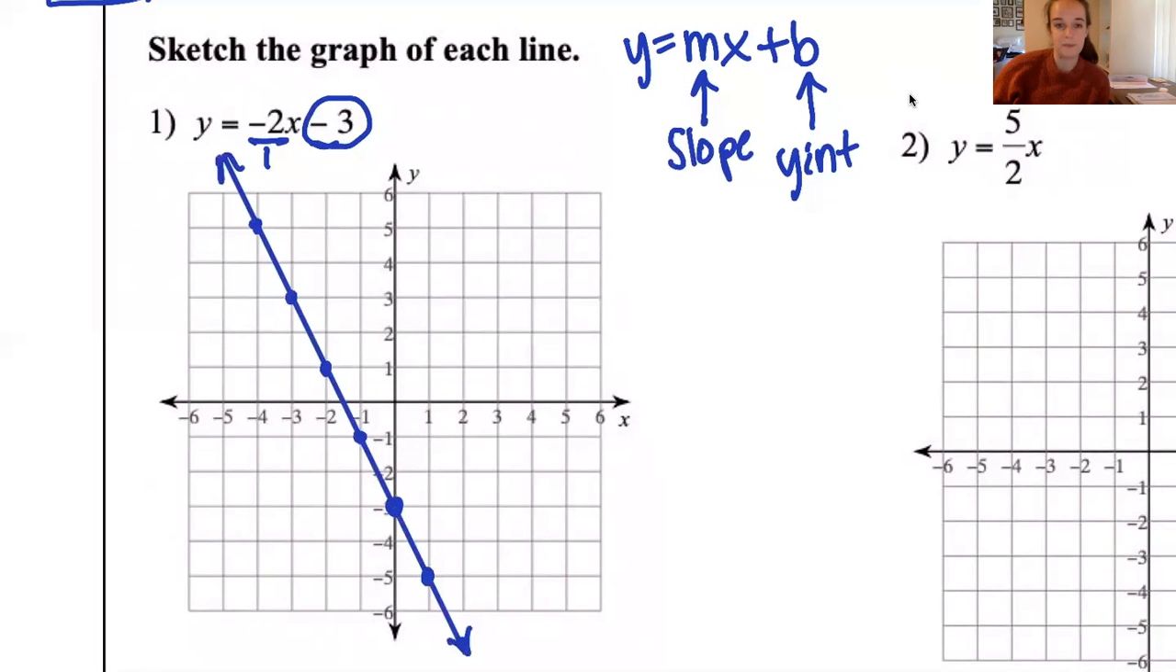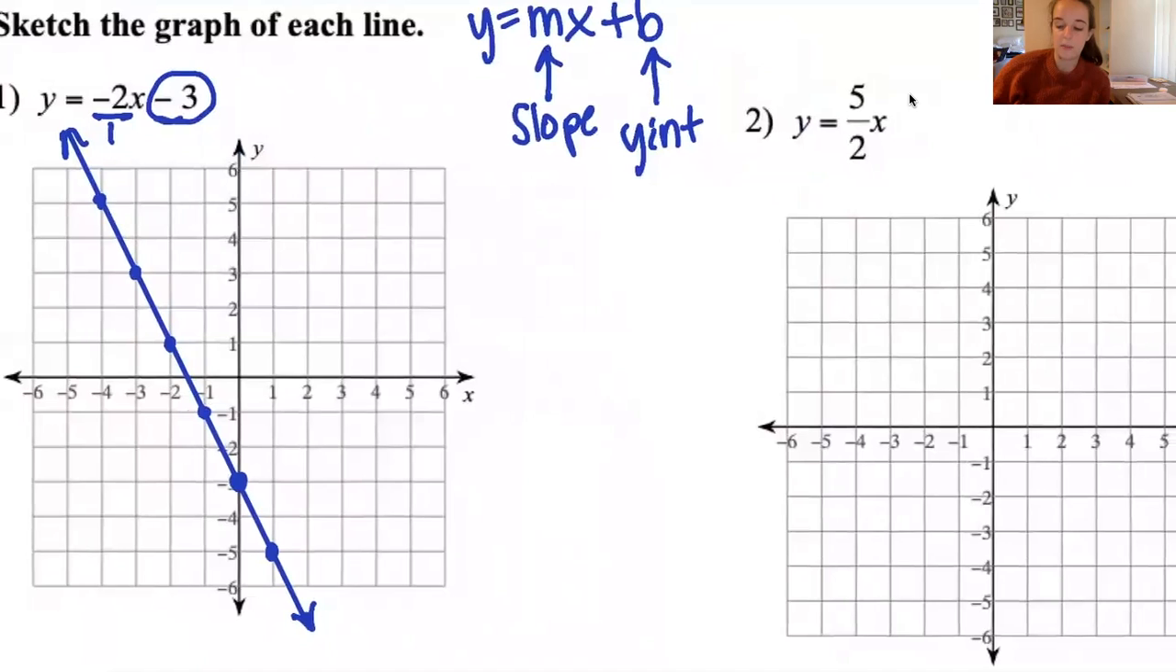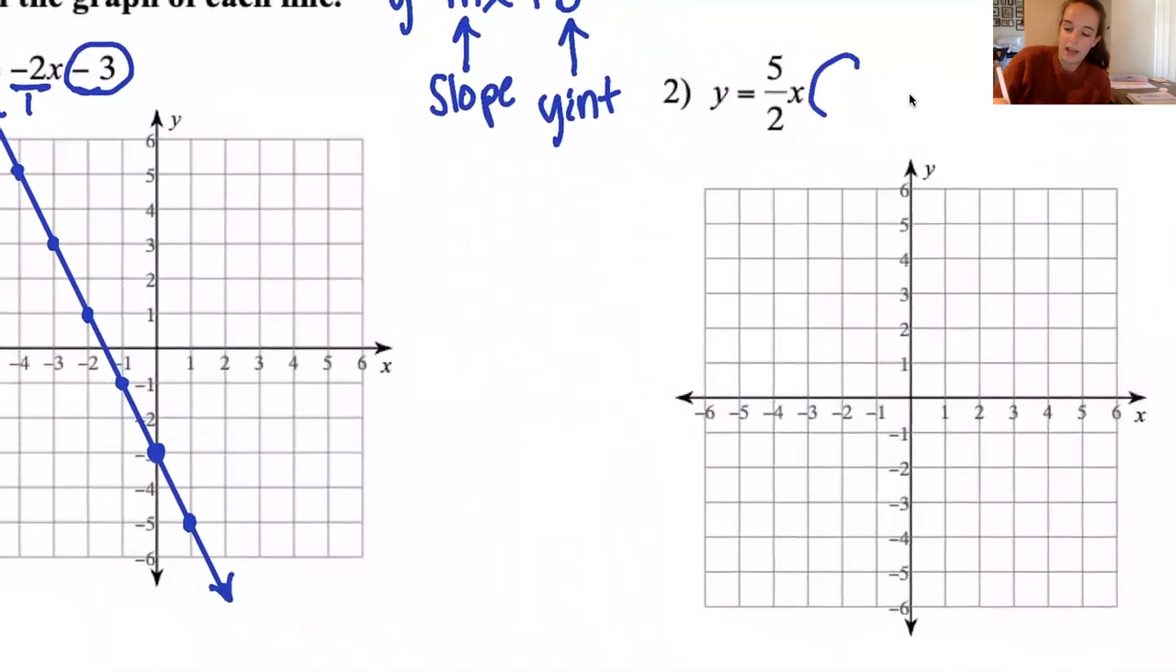sides. Okay. If you have one like number 2, where it does not have a y-intercept, remember that the number that represents nothing is 0. So we're going to start at 0, 0, and then we go, in this case, up 5 and over 2. So up 5 over 2, like that. Go down and backwards as well.